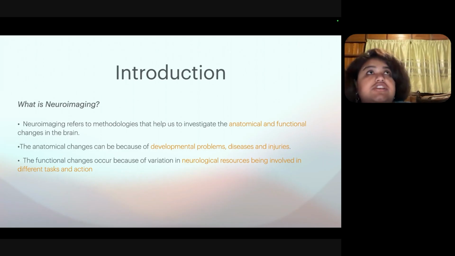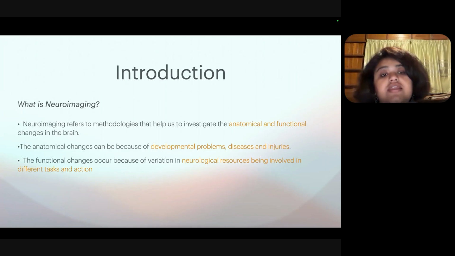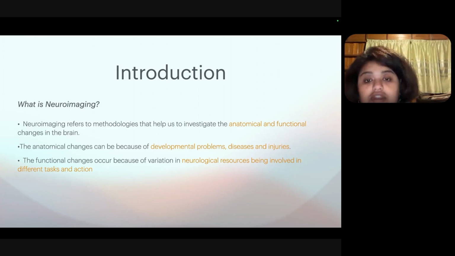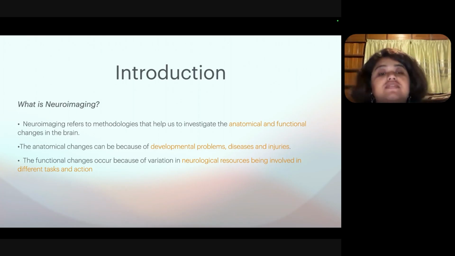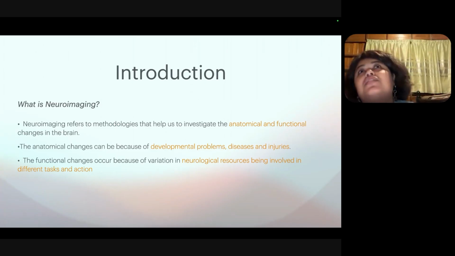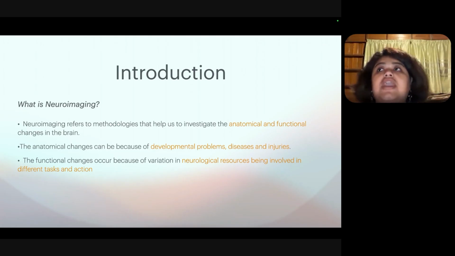Why are there functional changes in the brain? There can be various things. One is obviously the things I have described, like the developmental problems, the diseases, the injuries. These obviously can cause functional changes in the brain because they are altering the structure. But other than that, it can just be because we are growing up. When children grow up, the way they respond to certain things as a child and as an adult will be completely different.